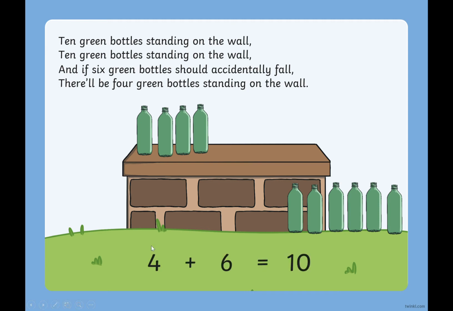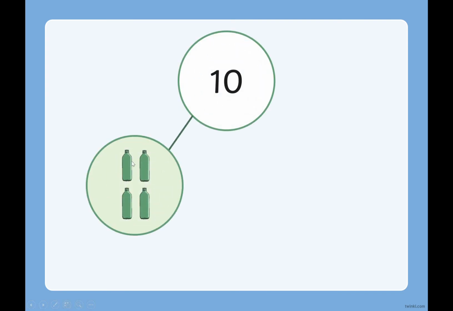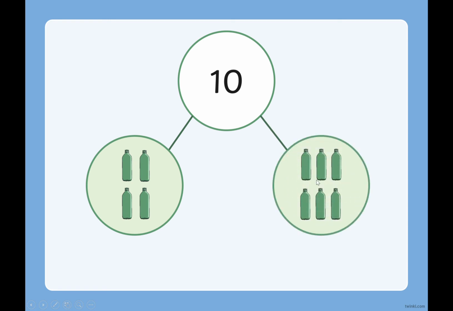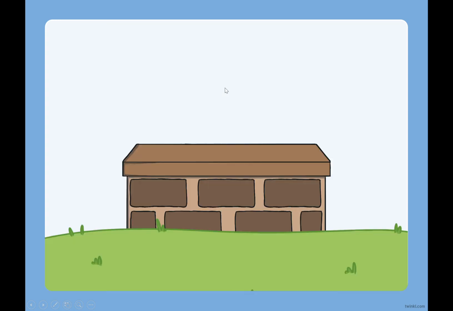So we've got 4 green bottles on the wall plus the 6 green bottles on the floor makes 10 green bottles altogether. Here's our 10 at the top, and we've got 4 in this circle and 6 in this circle, and 4 plus 6 equals 10. 4 add 6 makes 10 altogether.